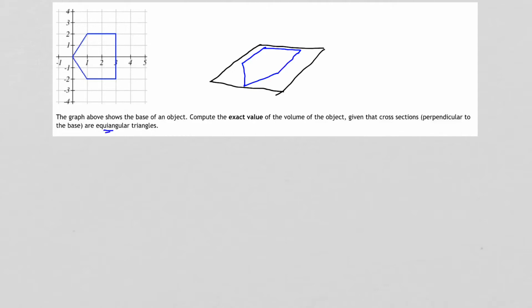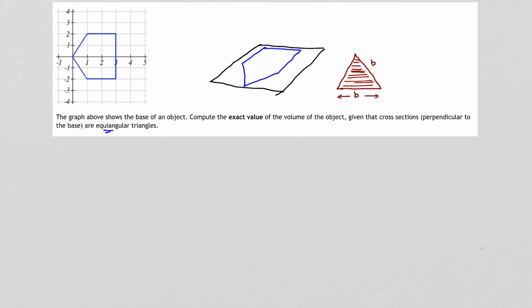And so that means, what is an equilateral or equiangular triangle? It is a triangle where all the sides are the same length, or all the angles are the same. In an equiangular triangle, the angles all have a measurement of 60 degrees. The sides, however, can change lengths depending on whether it's a bigger or smaller base.